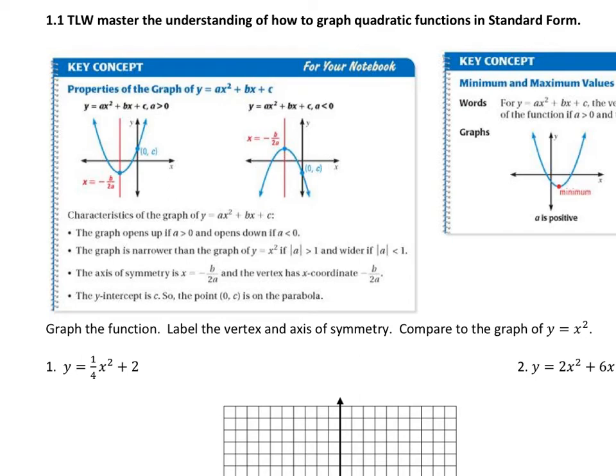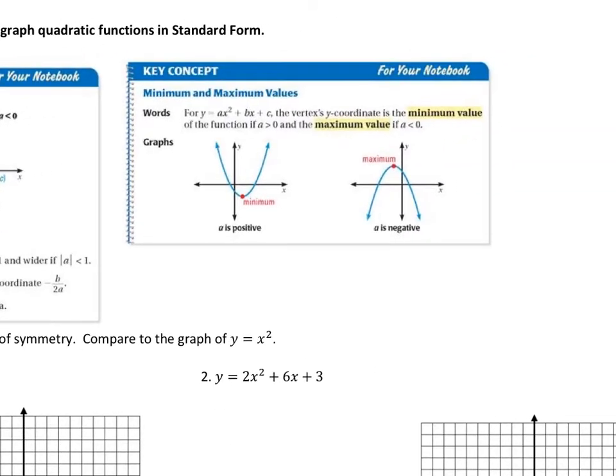Another thing, minimum and maximum values. For y equals ax squared plus bx plus c, the vertex's y-coordinate is the minimum value of the function if a is greater than 0, so when it opens up. And it's the maximum value if a is less than 0, when it opens down. Okay? So let's take a look at the first couple problems here.